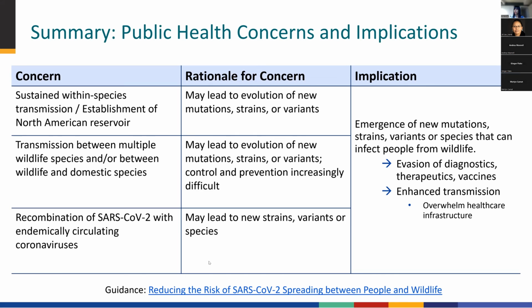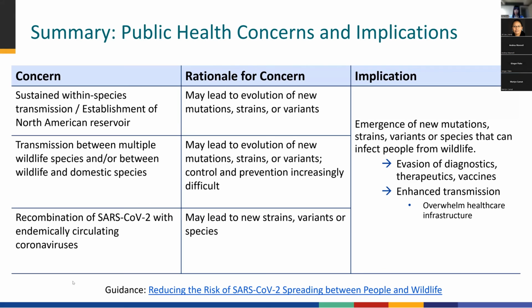And the reason overall that we're concerned about these events is because these types of viruses could emerge with mutations, strains or variants that can infect people from wildlife. And we don't want to have a situation where those new variants might evade our therapeutics, our diagnostics, or our vaccines.